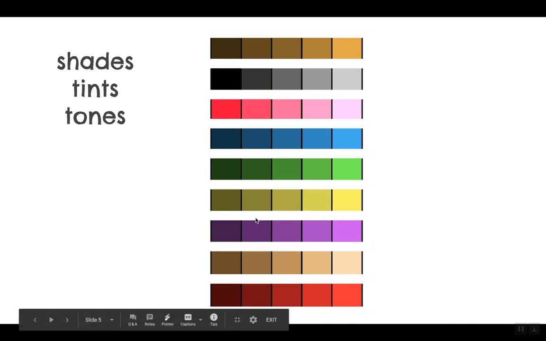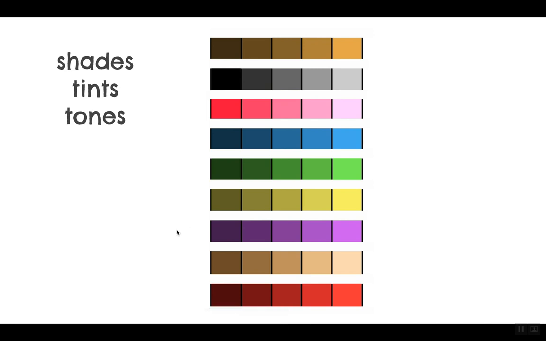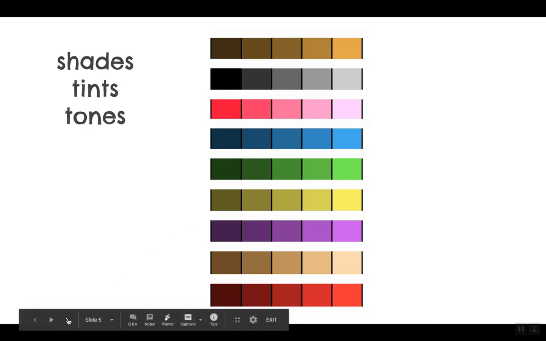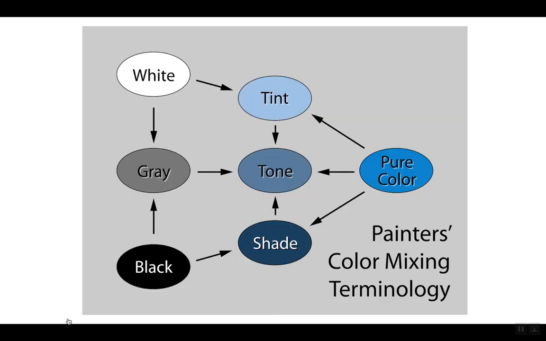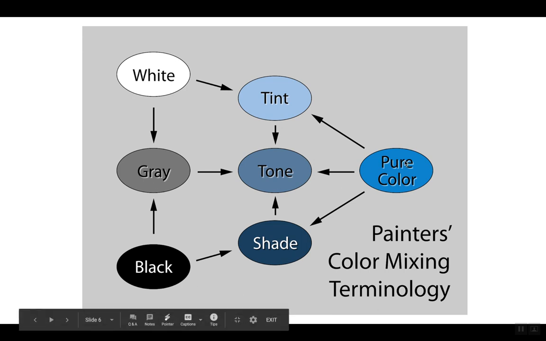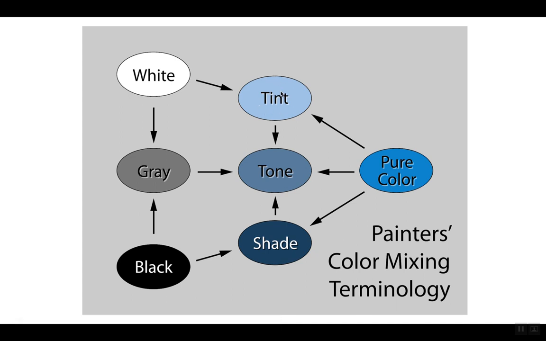So if you had a color that you mixed, and you mixed in white or gray or black, you can adjust that color to a different shade, tint, or tone. Here is an example of how that works. So if I had, let's say, red, and I wanted a tint of it, I'd add white. We call that color pink, but that's a tint of red.